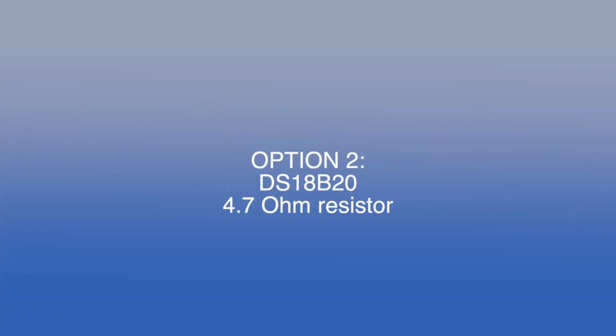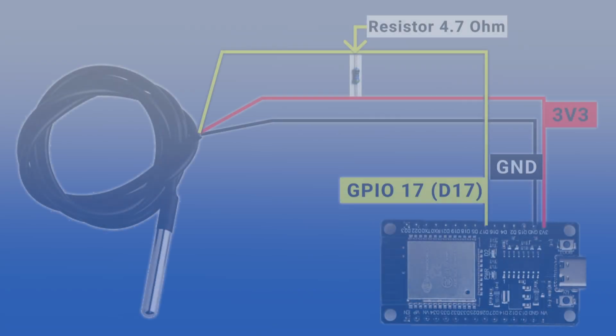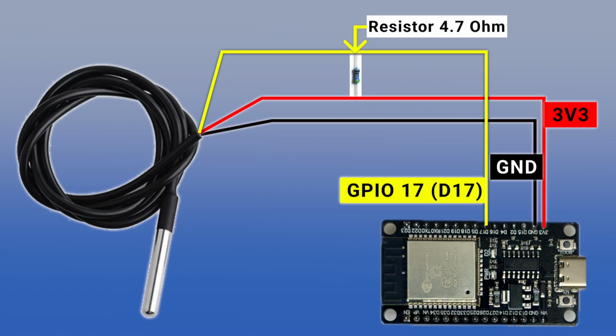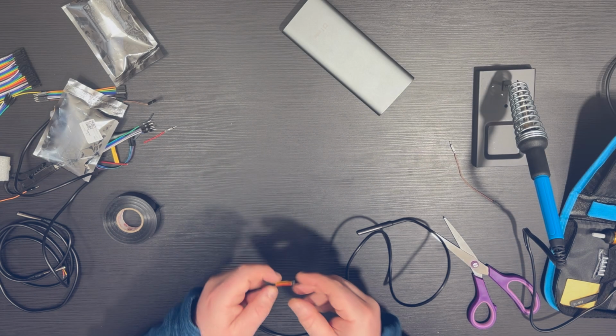Option number 2 is the same DS18B20 sensor, but with a soldered resistor between VCC and that channel. We have used the same pins of the board and connected them to the same wires of the sensor, but between red and yellow we have a resistor. Now let's solder it together.